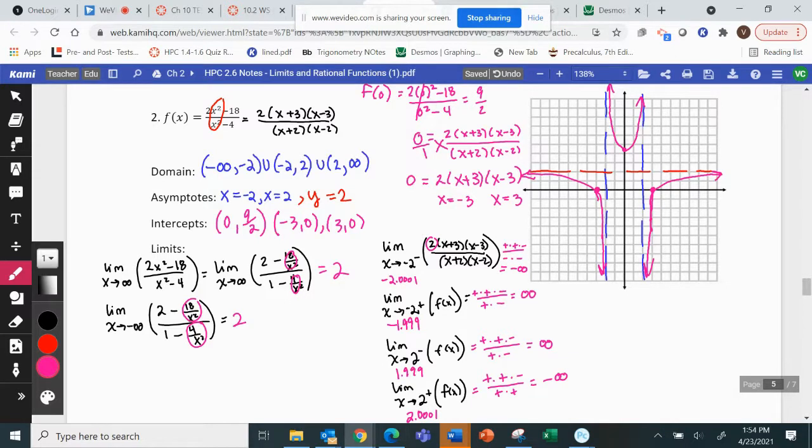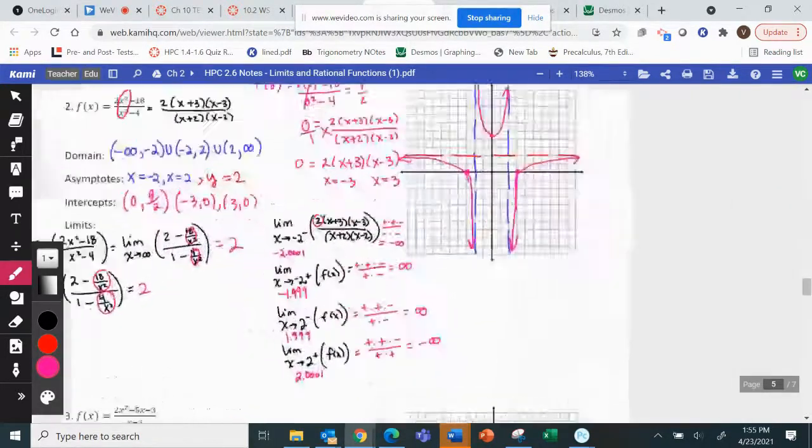Now, I don't know if it's symmetric because I did not do any tests for symmetry. I don't know if it's symmetric, so I'm just doing a rough sketch. We could always test for symmetry if we wanted to know if they were symmetric. Okay? It's fun, huh? All right, next one.